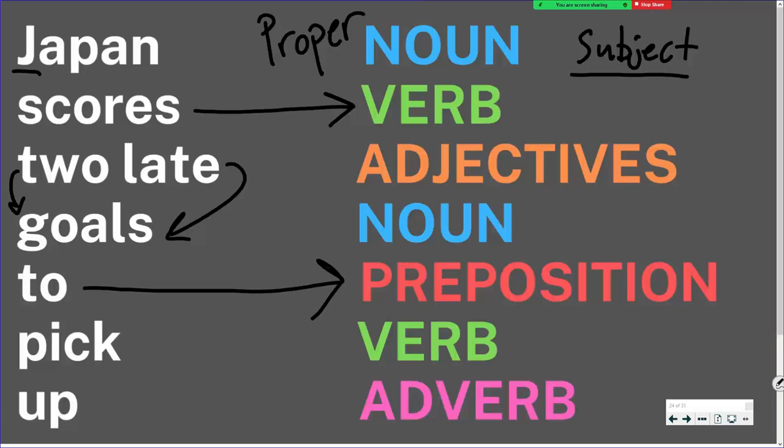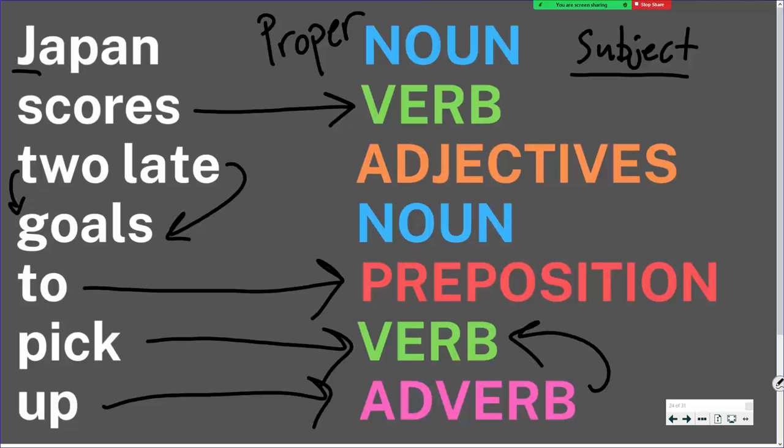It tells us what happened. So two, they pick up. The word up modifies this verb, right? You normally don't pick down, but when you pick up something, the word up is modifying that word.